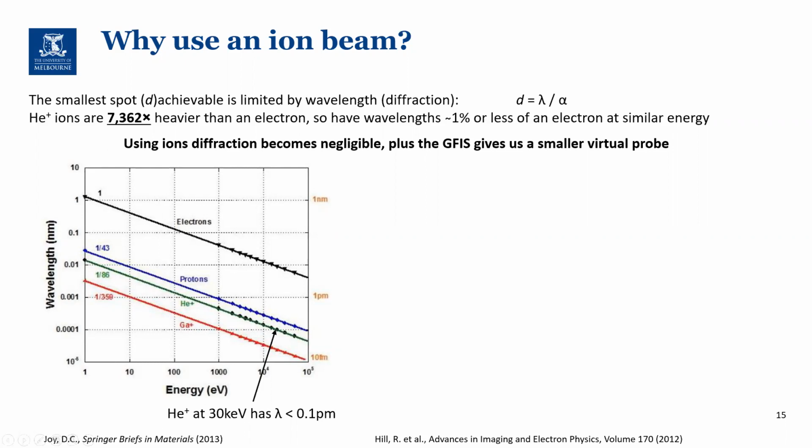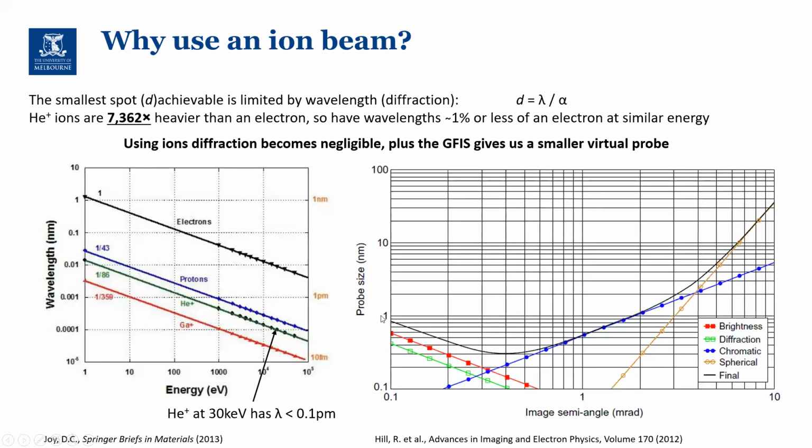So you can see here a helium ion at 30 keV has a wavelength less than 0.1 picometers. So by using ions as our probe now, diffraction effectively becomes negligible. So the fact that we can almost ignore diffraction and we have a smaller virtual probe size means we can achieve a much sharper beam and get better resolution.